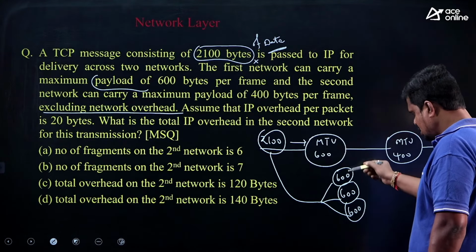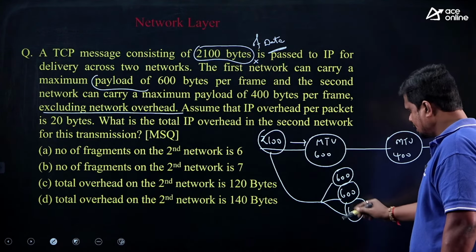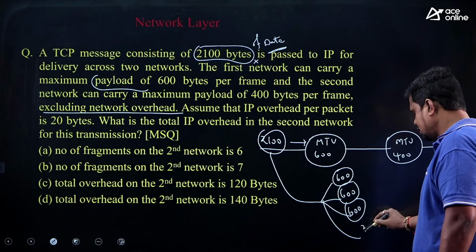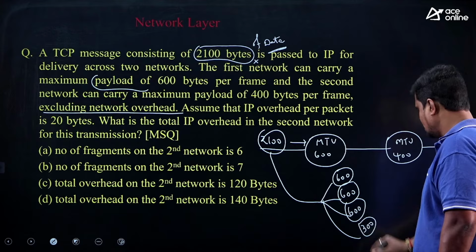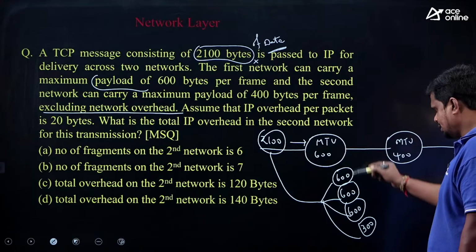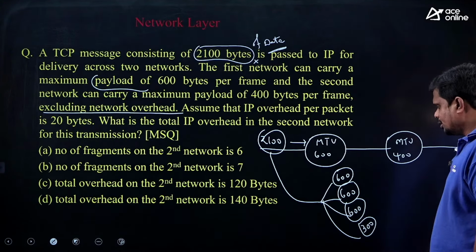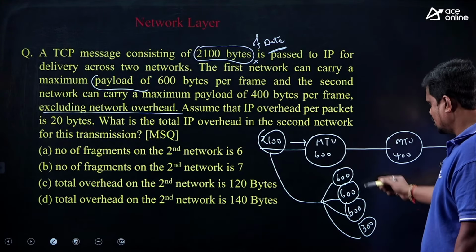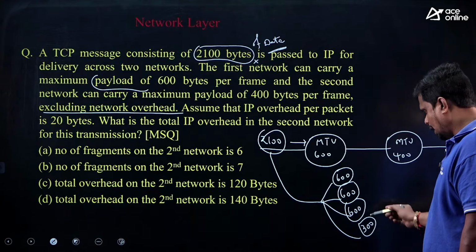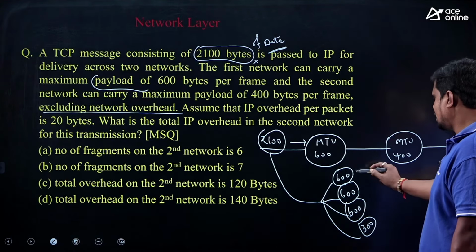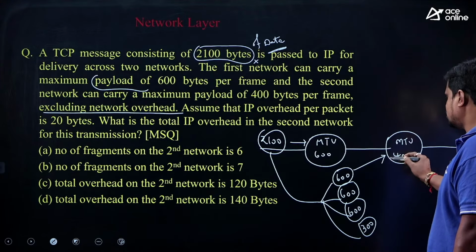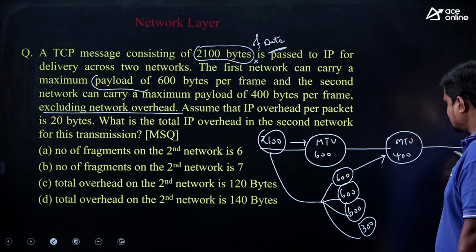Up to now it is 1800. And the last one we are having just 300. So total on this network you are having 4 number of what? Fragments. So now this 600, am I able to pass it as it is onto this network?